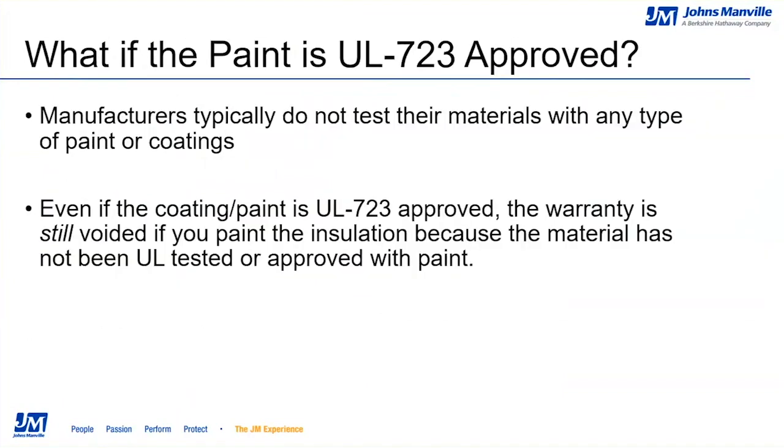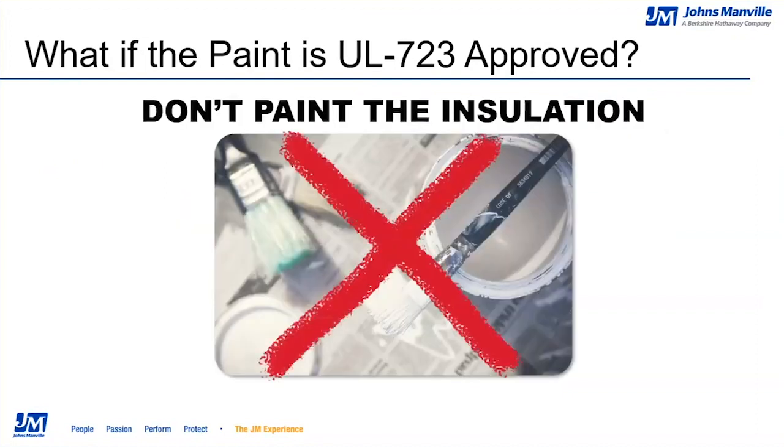You might expect that the material should be fine if it's been painted with a UL 723 approved paint. While this seems like a fair assumption, most insulation manufacturers typically don't test their products with any type of paint or coatings because they have no way to determine which paint or coating would be the most applicable for every application. Since the material hasn't been tested with any paint or coating on it, even if the coating or paint you use to paint the material is UL 723 approved, the warranty will still be voided because the manufacturer has no way to guarantee the performance of the painted insulation. So the bottom line is that the insulation or insulation facing should not be painted.